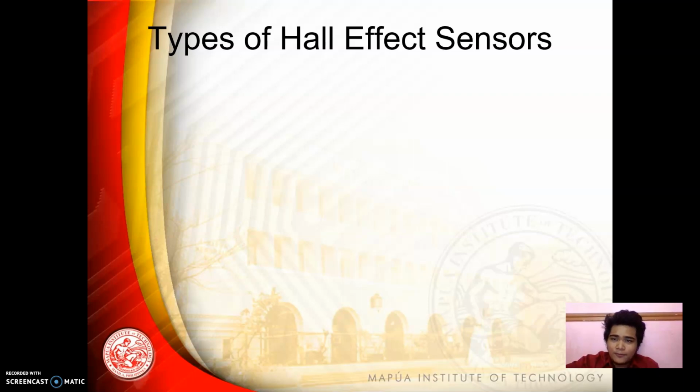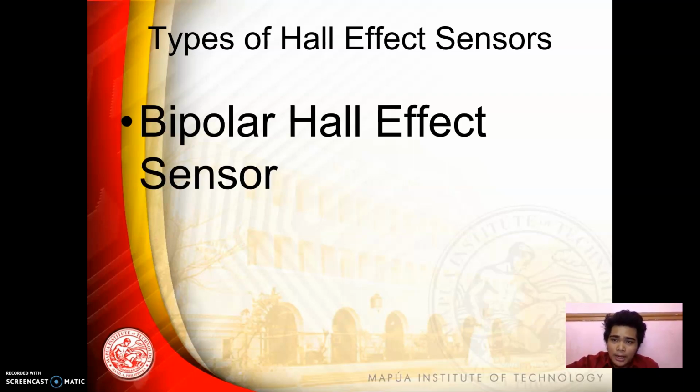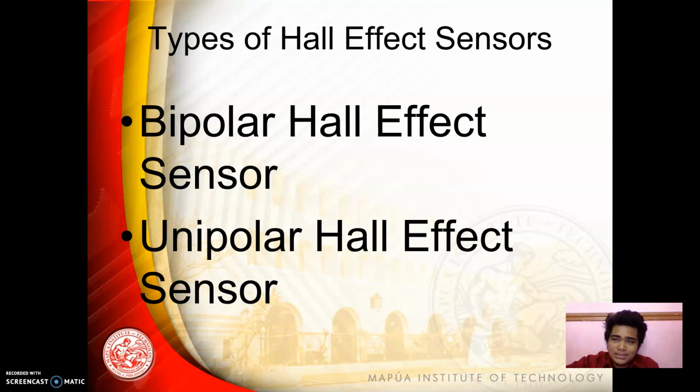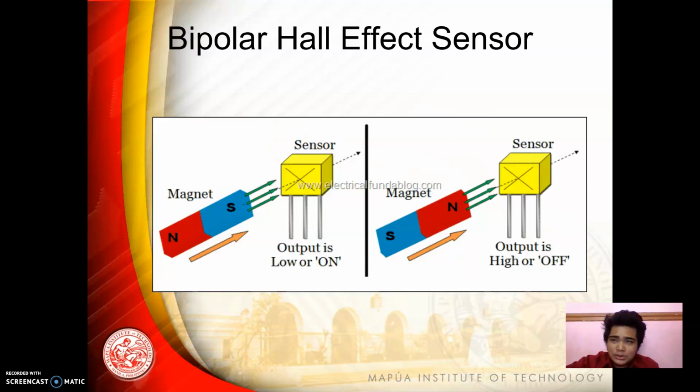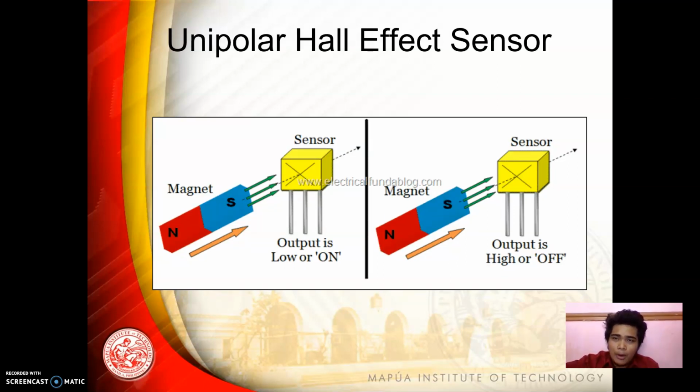There are two types of Hall effect sensors, the bipolar and the unipolar Hall effect sensor. Bipolar sensors require both positive and negative magnetic fields for their operation. The positive magnetic field of a magnet's south pole is used to activate the sensor, and the negative magnetic field of a magnet's north pole is used to release the sensor. While unipolar sensors require only the positive magnetic field of a magnet's south pole to activate as well as release the sensor.